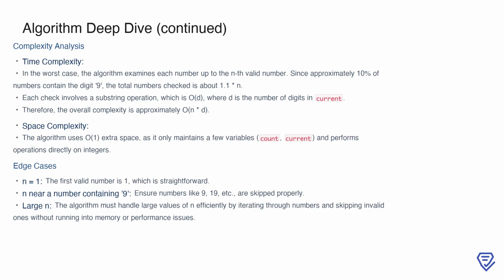On the space side, the algorithm is highly efficient, using only O(1) extra space. This is because it relies on a small number of variables, such as count and current, without requiring additional data structures. Edge cases to consider include handling n equals 1, where the first valid number is simply 1, skipping numbers like 9 and 19 correctly, and ensuring the algorithm performs efficiently even for large values of n.